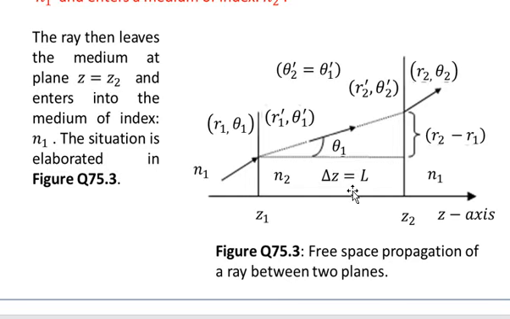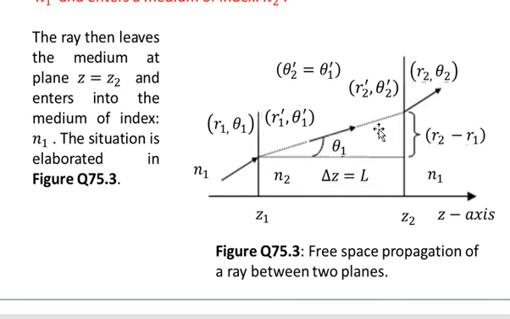So again, from the triangle you can see that the base of this triangle, which is formed in the free space region, has a base which is delta z equal to capital L, and the perpendicular side has a length which is equal to r2 minus r1. So now we are going to solve this equation.